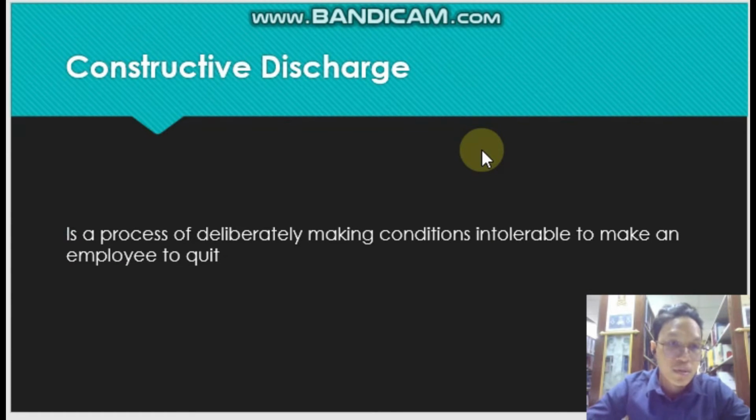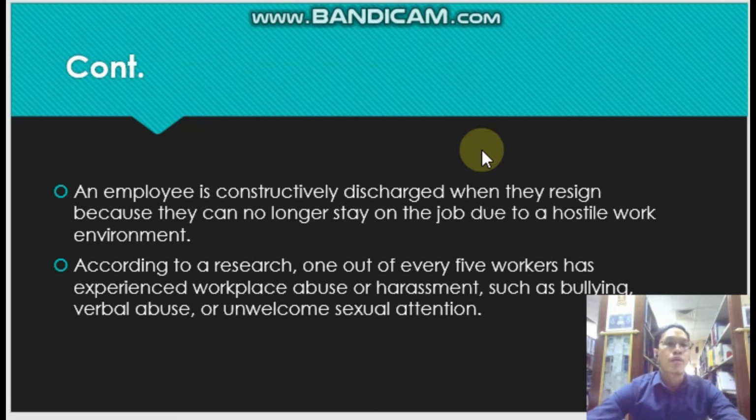So the next is constructive discharge. Constructive discharge is the process of deliberately making conditions intolerable to make an employee quit. So an employee is constructively discharged when they resign because they can no longer stay on the job due to a hostile work environment. According to research, one out of 5 workers has experienced workplace abuse, sexual harassment, bullying, verbal abuse, or unwelcome sexual attention.